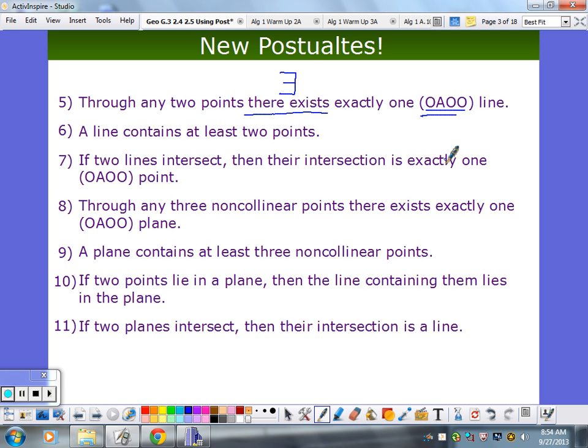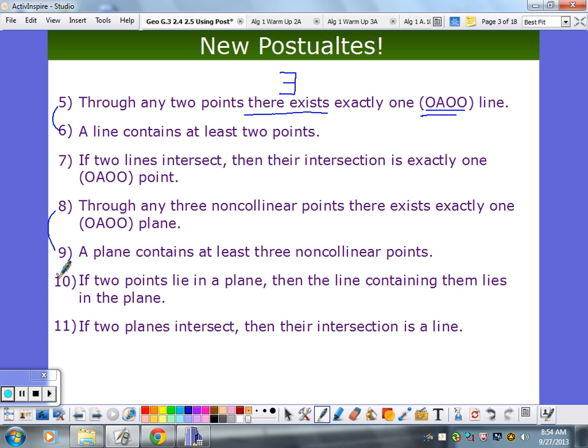A line contains at least 2 points. These are somewhat related, yes? They kind of go back and forth with each other. If 2 lines intersect, then their intersection is exactly 1 point, or one and only 1 point. Through any 3 non-collinear points, there exists exactly one plane. A plane contains at least 3 non-collinear points. Again, these kind of go together here.